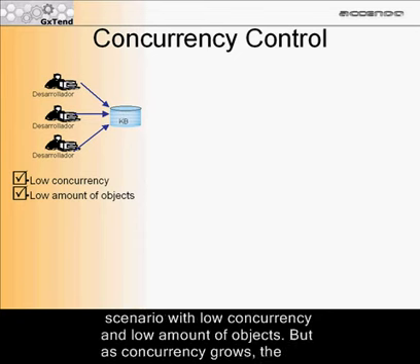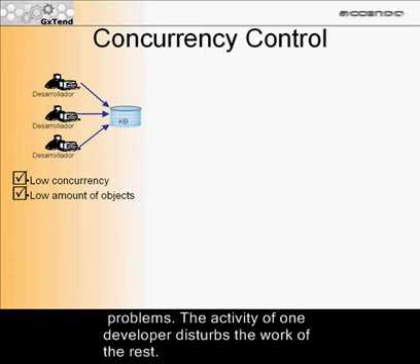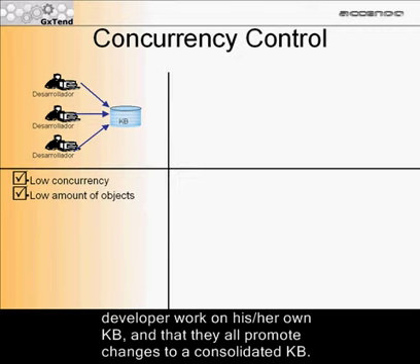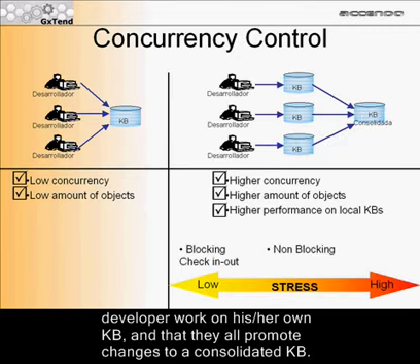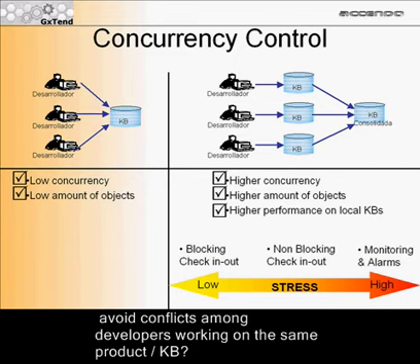But as concurrency grows, the simultaneous and more intense work of developers derives into locking and performance problems. The activity of one developer disturbs the work of the rest. When we look for a solution, a starting point is to have each developer work on his or her own KB, and that they all promote the changes to a consolidated KB. But having many KBs introduces a challenge in administration. How do we manage to control or avoid conflicts among developers working on the same product or KB?